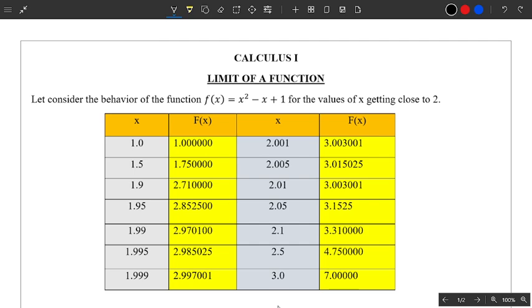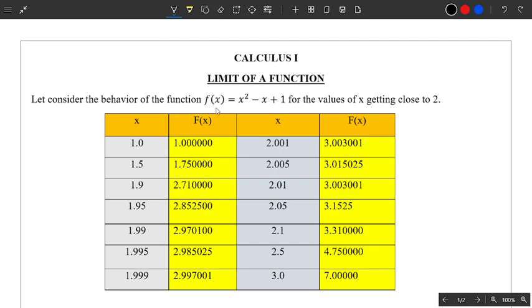Today we are going to talk about the limit of a function. So when we talk about the limit of a function, what does it mean? Basically, let's use this particular table here to define it.